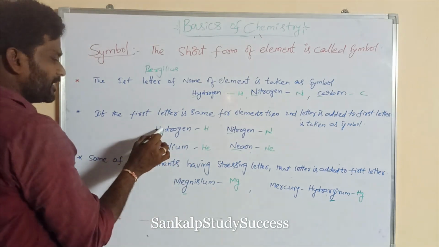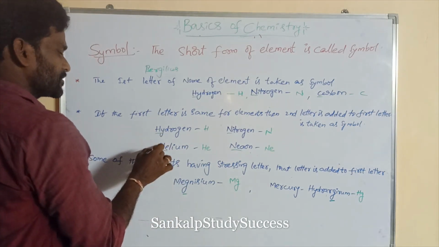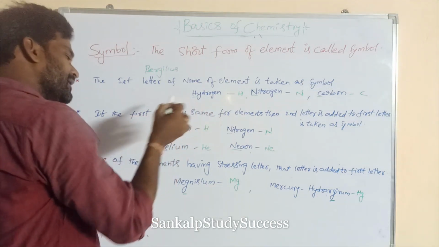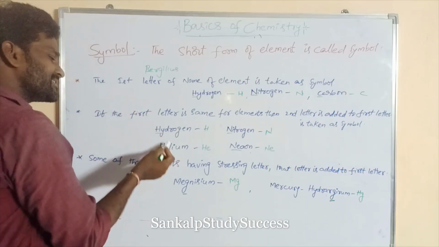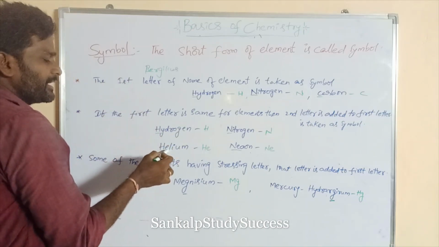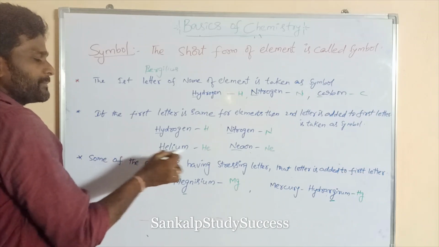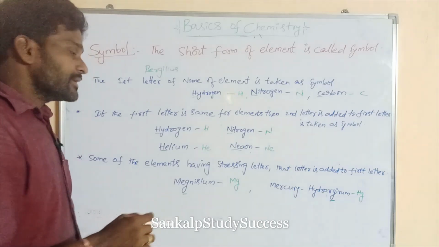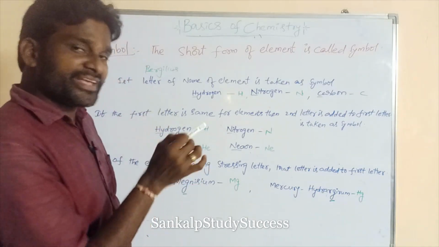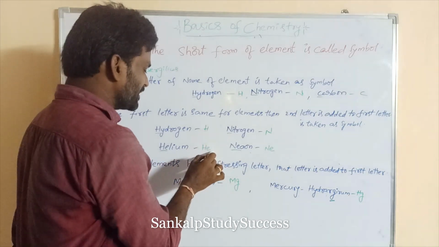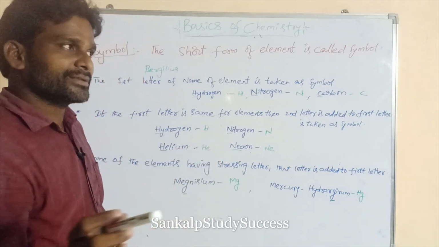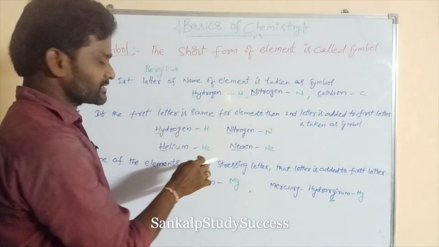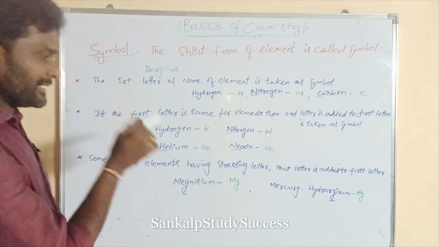So here the first letter is H, and here also H. Both are the same. H is already given for hydrogen. For helium, what is its symbol? The second letter is added to the first letter. What is the second letter? E. That is the symbol of helium. The first letter is always written in capital, followed by the second letter in small letter.